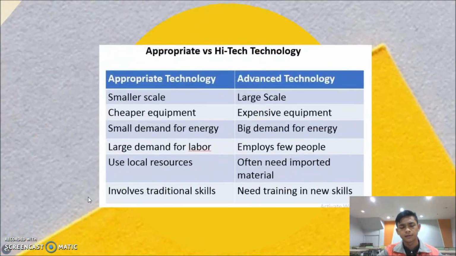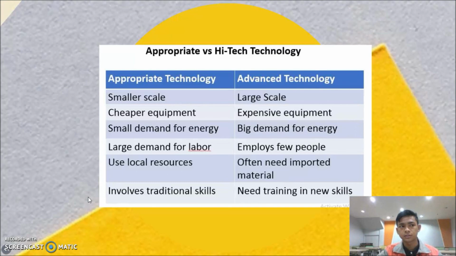Next is a comparison between appropriate and high technology. Appropriate technology is done on a smaller scale, with cheaper equipment, small demand for energy, and large demand for labor. They use local resources and involve many traditional skills.